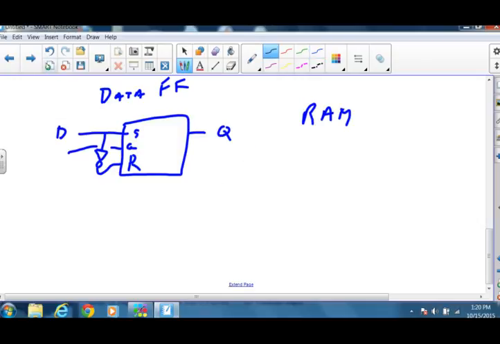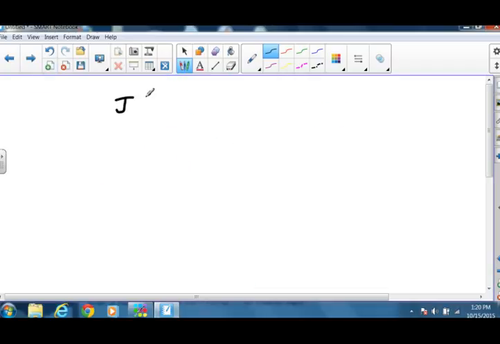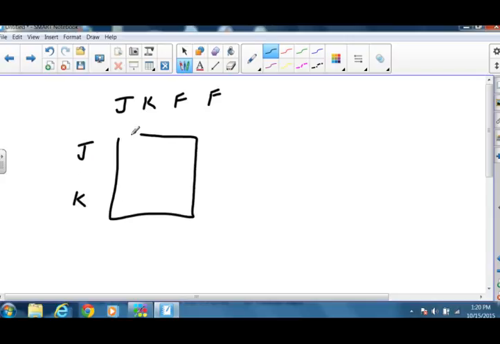Then the next thing we're going to deal with is the JK flip-flop. Okay, so the JK flip-flop has a J, has a K. It also has a clock. And the clock is an edge-trigger clock. This is a positive edge trigger, but it could have a negative edge trigger clock as well. And it's going to have a Q, and it's going to have a Q out, and it's going to have a preset.